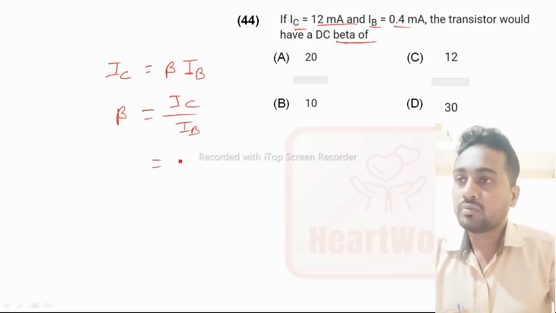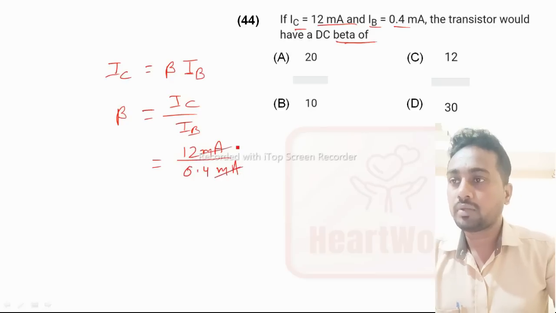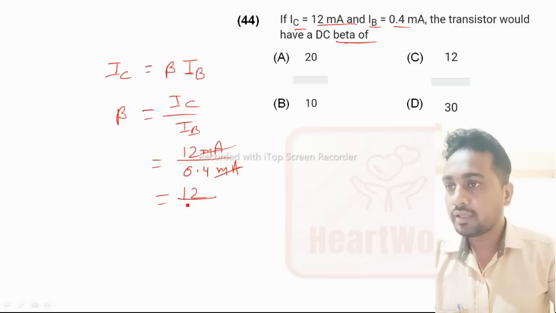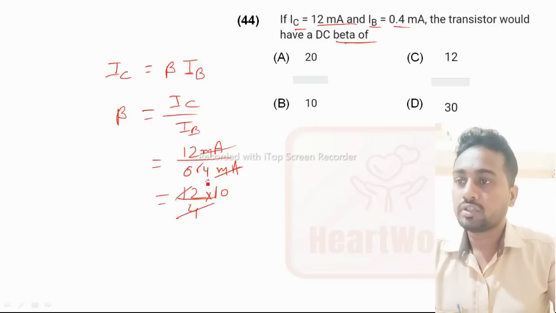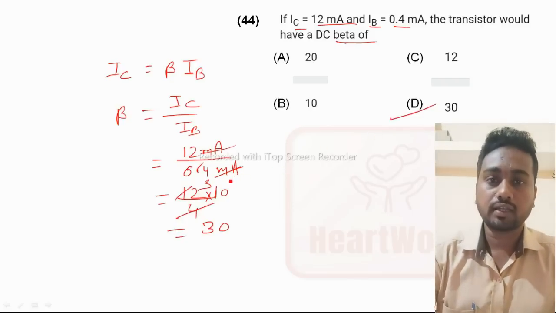IC is 12 milliampere and IB is 0.4 milliampere. The milliamperes cancel, and we can write 12 by 4 into 10. If you remove the decimal point, 10 will come. Now 12 by 4 is 3, so 3 into 10 is 30. So the beta value is 30. Option D is the right answer.